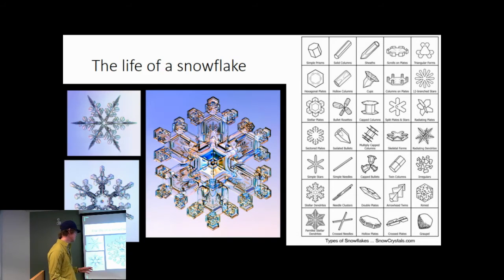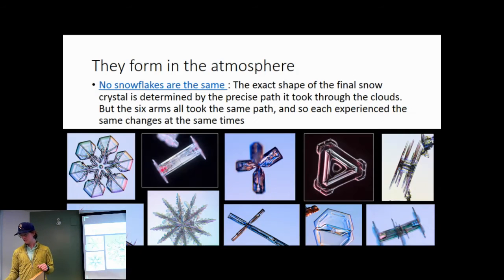I'll try to stay structured because we're going to get into some thermodynamic stuff. They form in the atmosphere. We know that. And that's interesting, you know how we say none of the snowflakes are the same. It's basically because they don't take the same path through the atmosphere. Therefore, they all go through different atmospheric characteristics, which influences the way they grow.